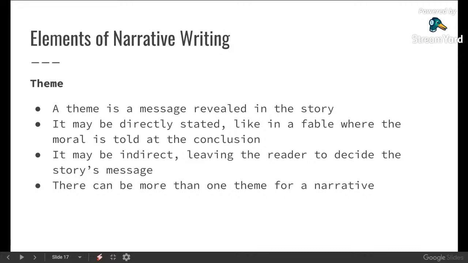And next is theme. A theme is a message revealed in the story. It may be directly stated, like in a fable where the moral is told at the conclusion. It may be indirect, leaving the reader to decide the story's message. Or there can be more than one theme for a narrative.